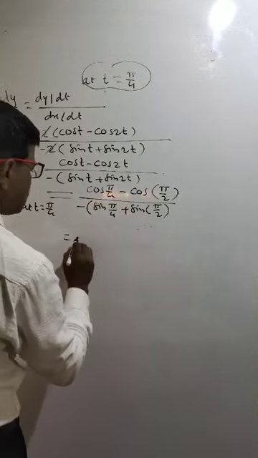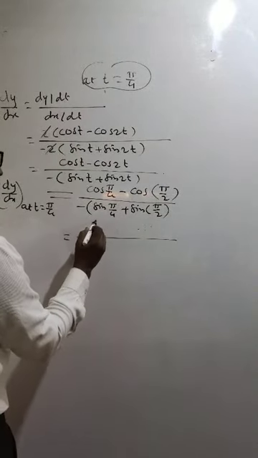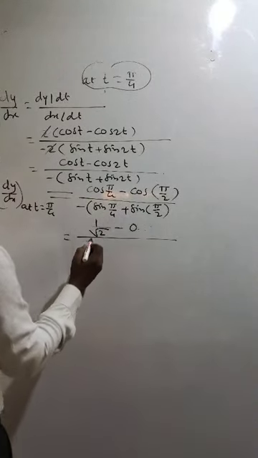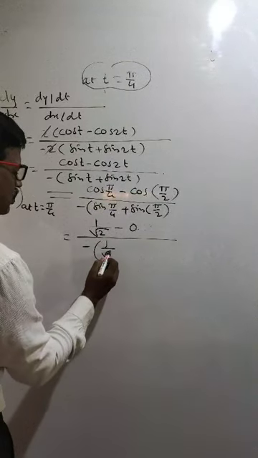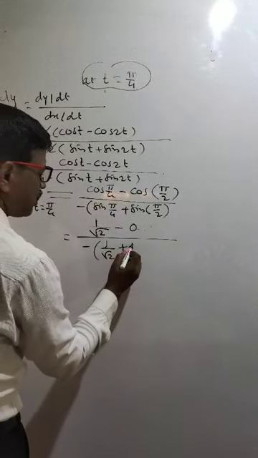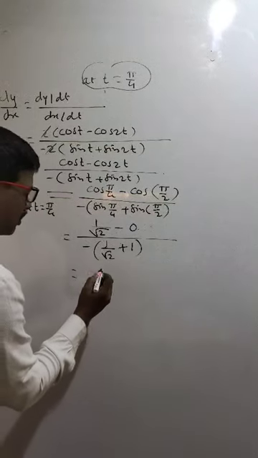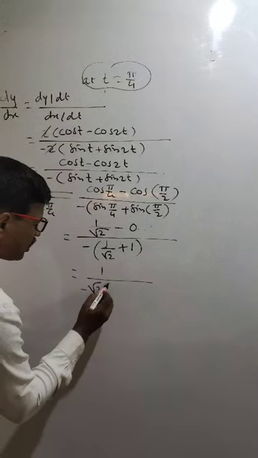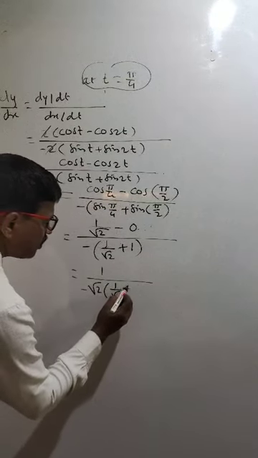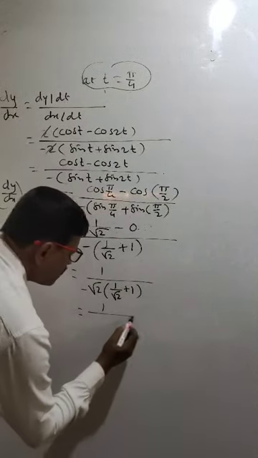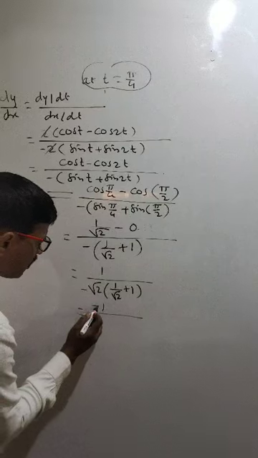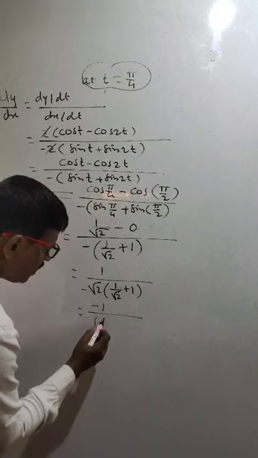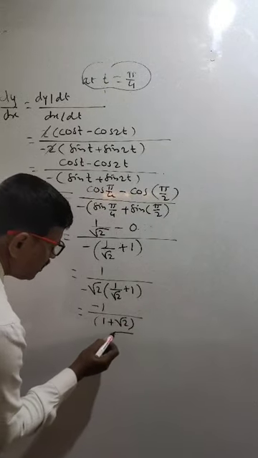Final answer is: cos pi by 4 is 1 upon root 2, cos pi by 2 is 0, sin pi by 4 is 1 upon root 2, sin pi by 2 is 1, equal to 1 upon minus root 2 into bracket 1 upon root 2 plus 1, multiply by root 2. Therefore minus 1 upon root 2 into 1, 1 by root 2, 1 plus root 2. This is the answer.